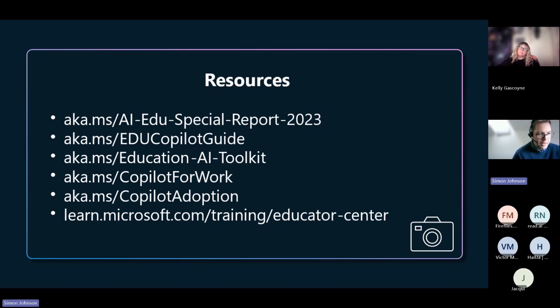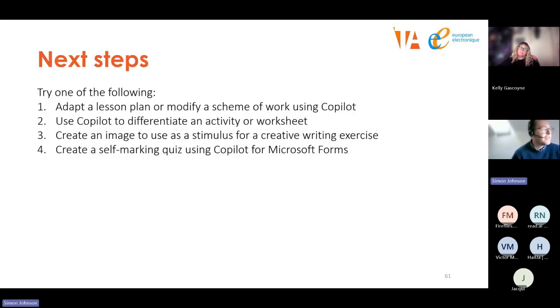And finally, some things to try after this workshop. Try to adapt a lesson or modify a scheme of work using Copilot. Use Copilot to differentiate an activity or worksheet, or to simplify text so it's more accessible. Use the image tool to stimulate a creative writing exercise or as a conversation piece around AI bias. Or you can create a self-marking quiz or exam questions and then upload those to Microsoft Forms. So just some things to try after this session.